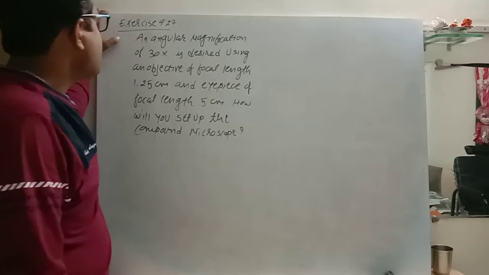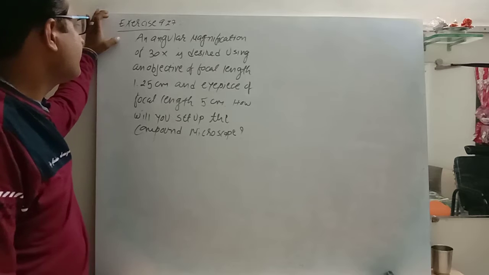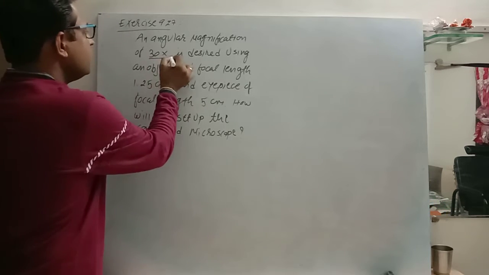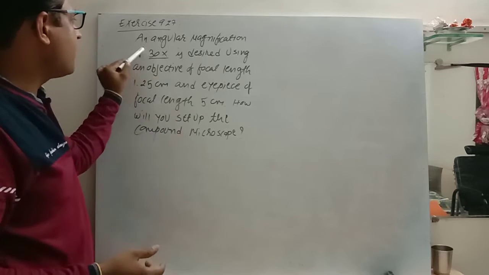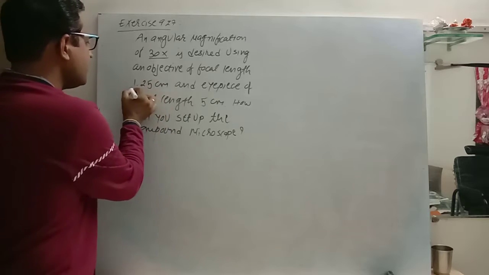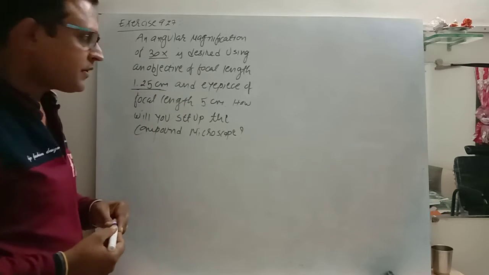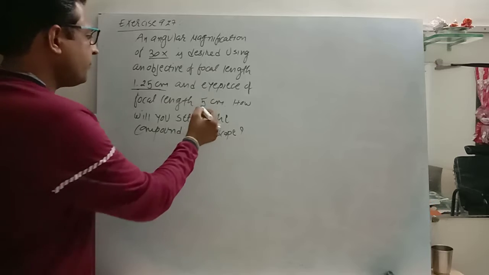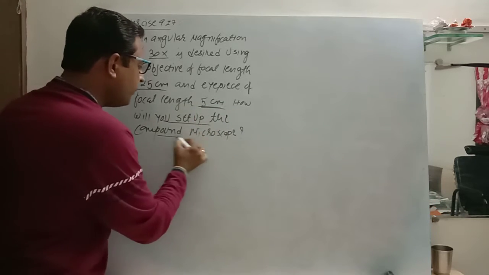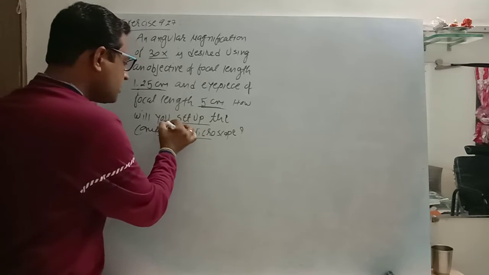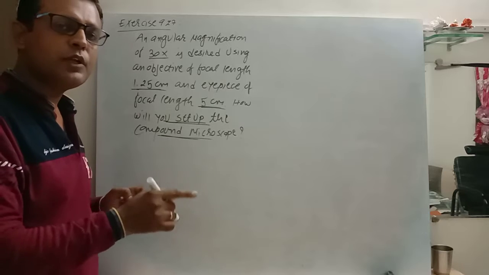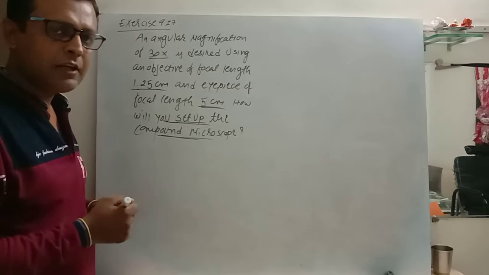Now for exercise 9.27, the question is: an angular magnification of 30x is desired, that is, 30 times is desired, using an objective of focal length 1.25 centimeter and an eyepiece of focal length 5 centimeter. How will you set up the compound microscope?